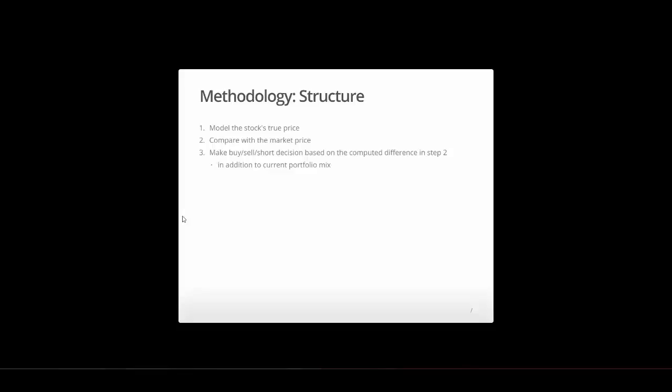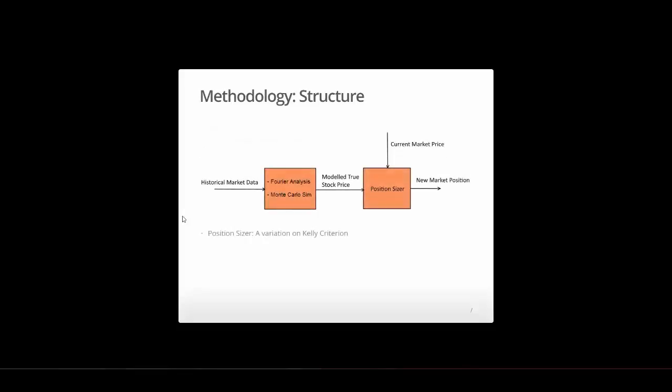So I guess we could break that down further into three main steps. We want to model a stock's true price in the market. We want to compare that to what the market is actually telling us the price is. And if there's a gap there, we want to make a buy, sell, or even short position decision based on that result. So here's a block diagram of that.